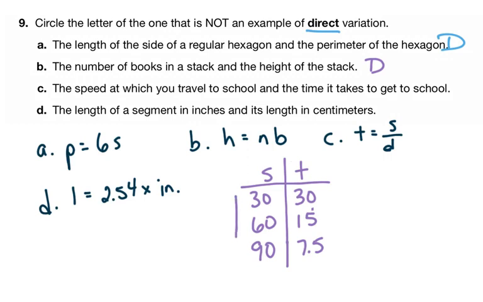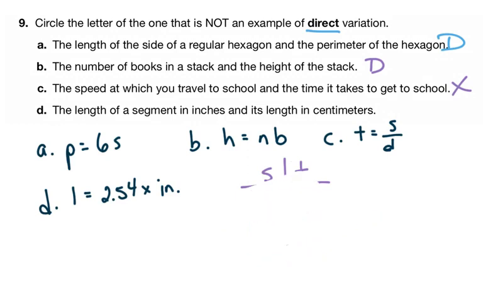Now notice your speed is going up, right? However, the time that it's taking to get there is going down. So this one goes up, the other side goes down. Are they both increasing? No, one increased and the other one decreased. This is not direct variation. Okay? Then the last one, the length of a segment in inches compared to the length of a segment in centimeters.